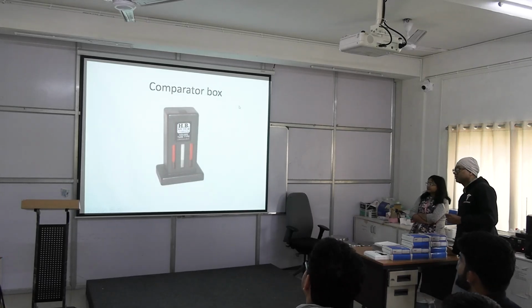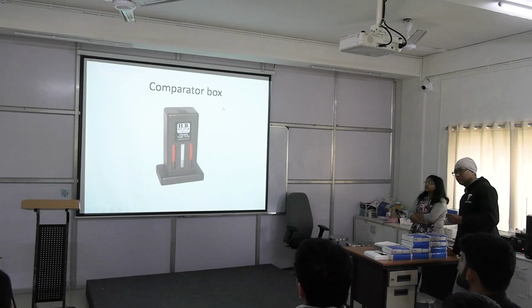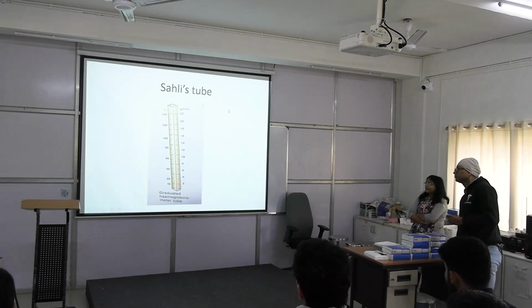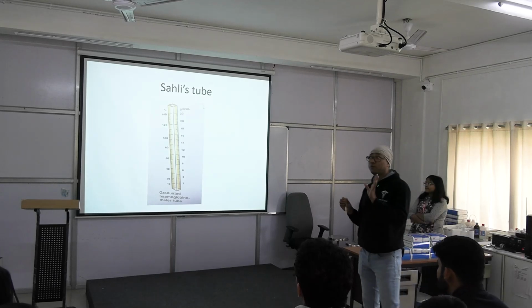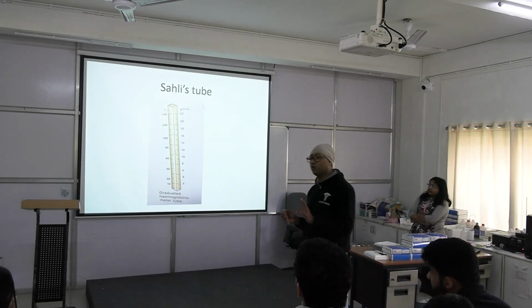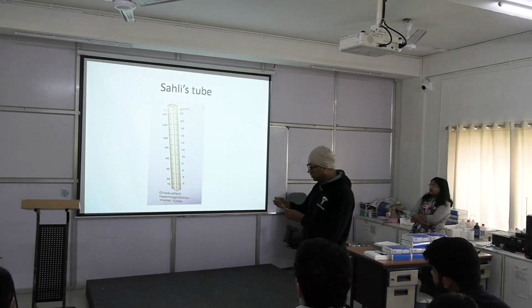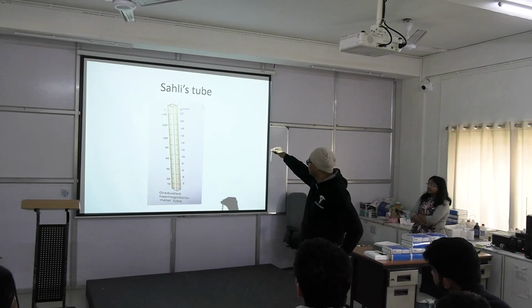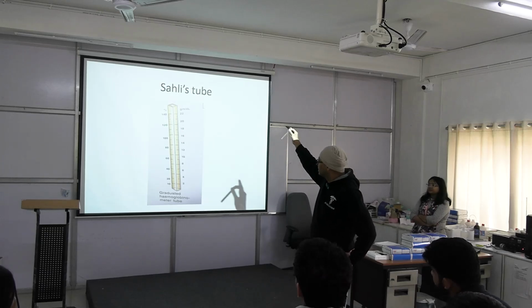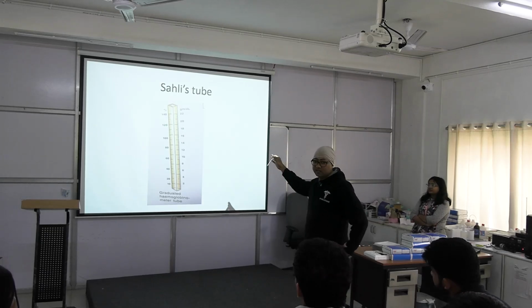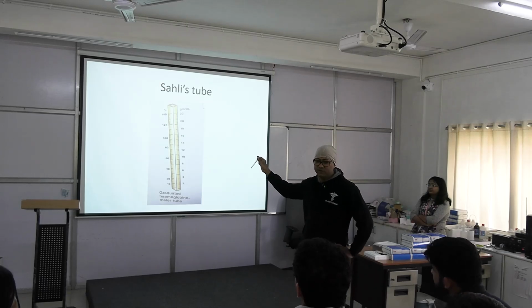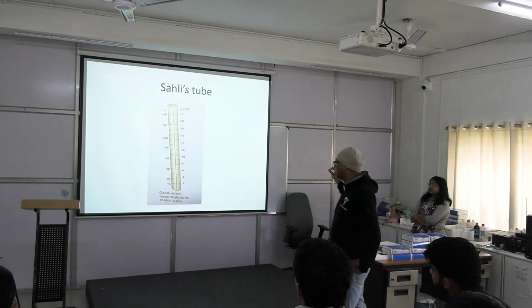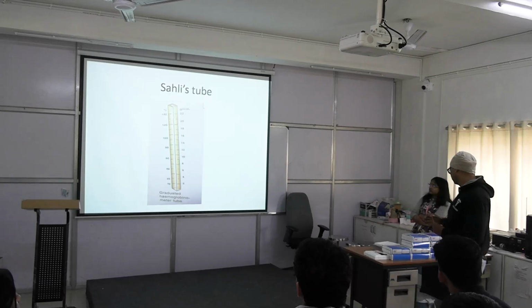See, the hemoglobinometer comparator box, we call it the comparator box. Now, this is the Sahli's tube or hemoglobinometer tube, this one. One side is in percentage and another side in gram per dl. Mostly we use gram per dl; we usually measure hemoglobin conventionally in gram per dl unless otherwise indicated.